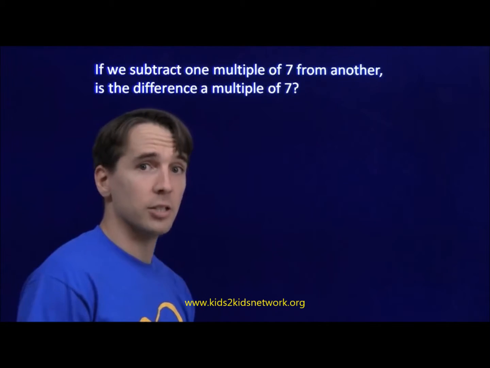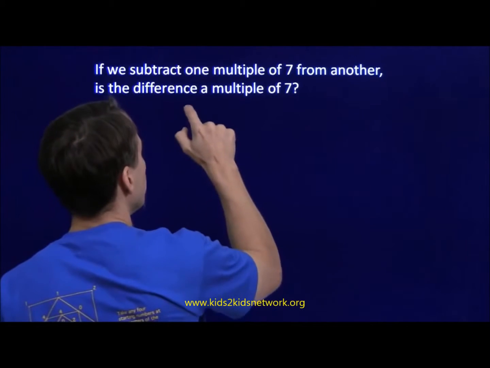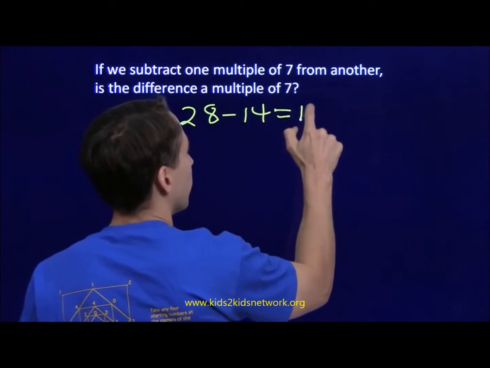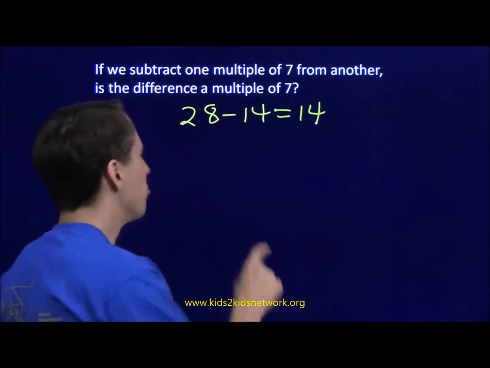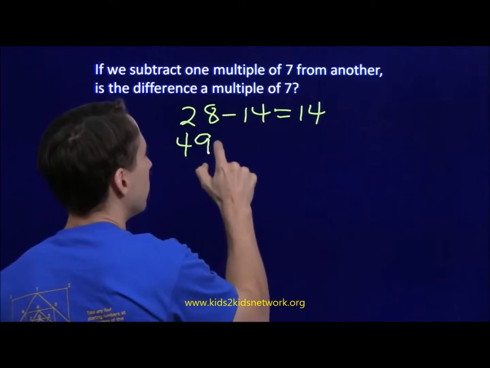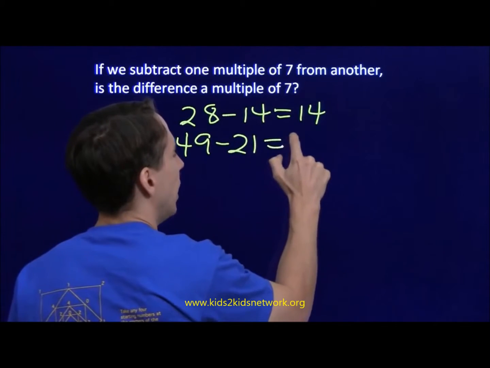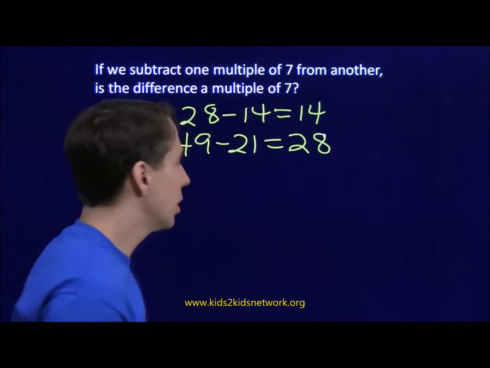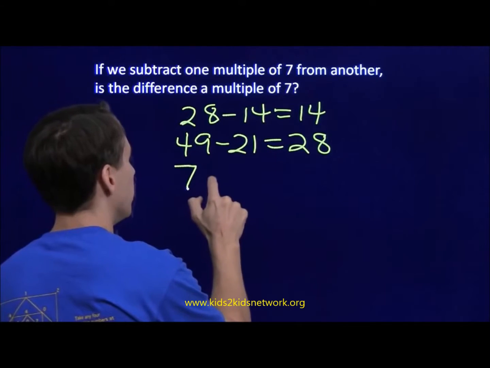Let's check out subtraction. Again, we'll start with a couple examples. 28 minus 14, that's 14. How about 49 minus 21? That gives us 28. And we're pretty suspicious here that the difference is always going to be a multiple of 7, so we break out our variables.